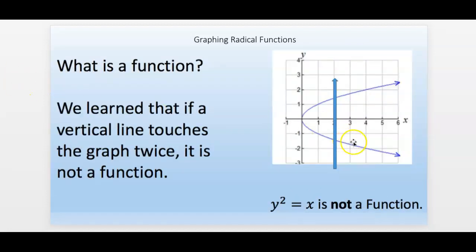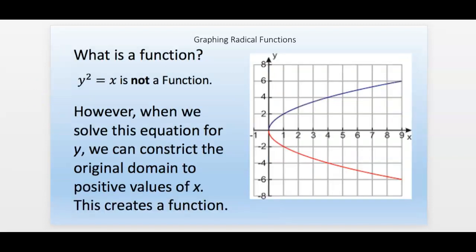But if I have a graph that looks like this, it touches the vertical line twice. This is not a function. I'll say it's a relationship. This is y squared equals x, something like that. Again, y squared equals x is not a function.